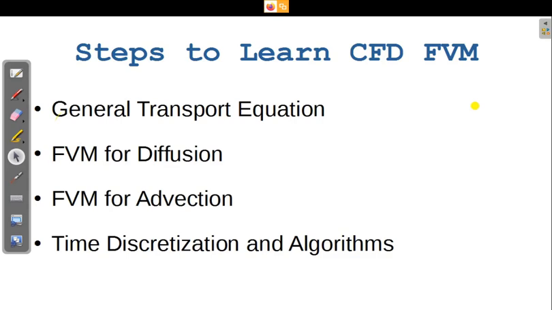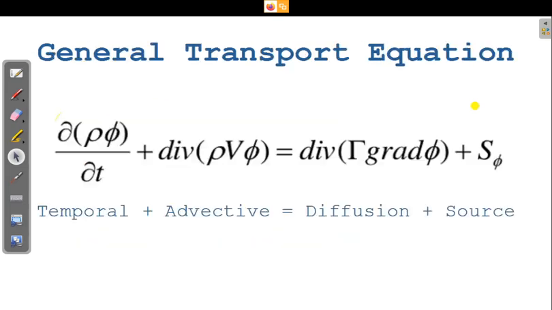Your book, which I referred to earlier, will be going in this particular order. First, we have to learn the general transport equation, then the finite volume method for diffusion and advection, and then other aspects like time discretization and other algorithms. So why this particular way?